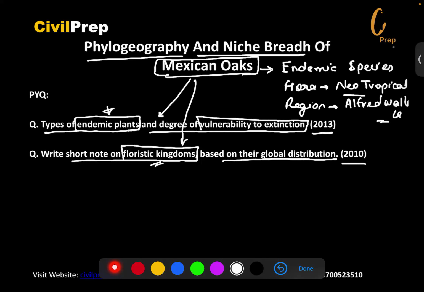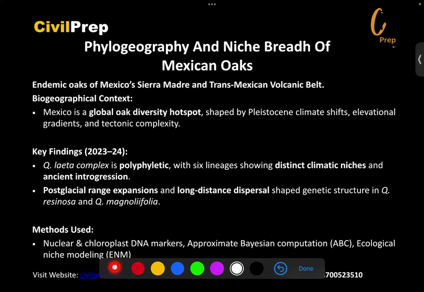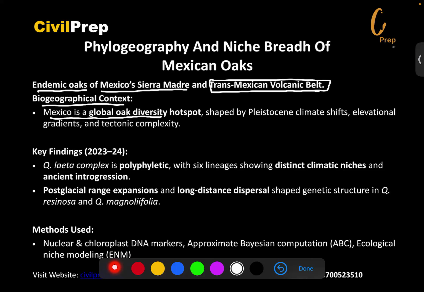So let's dive in and look at what the question was. Here it is saying that the endemic oaks of the Mexican Sierra Madre and the Trans-Mexican volcanic belt are found in these two particular regions. When we see this from the biogeographical context, Mexico is a global oak biodiversity hotspot, which is shaped by Pleistocene climate shift, elevational gradients, and tectonic complexity also. So we will see that the major development of the flora has been through the various succession of species and the movement of tectonic plates.